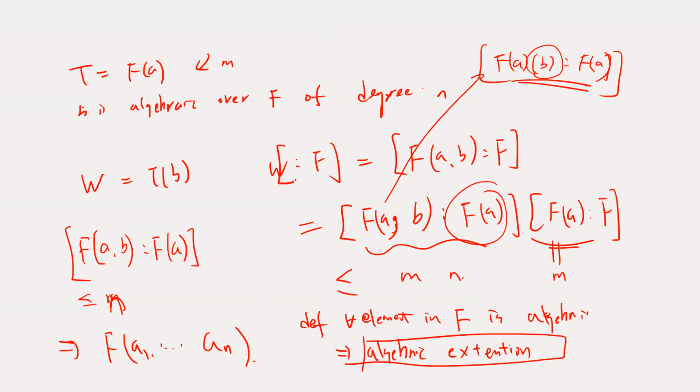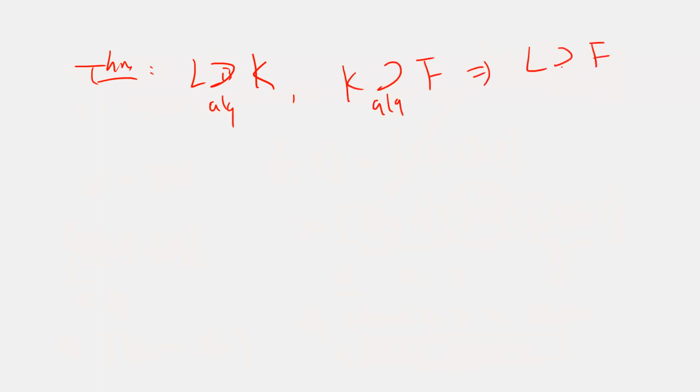But what we proved is that if A is algebraic over F, then F adjoin A is a finite extension. But I don't say that an algebraic extension is necessarily a finite extension, because an algebraic extension contains lots of elements. So there is a relationship. Theorem: if L is an algebraic extension of K, and K is an algebraic extension of F, then L is an algebraic extension of F.